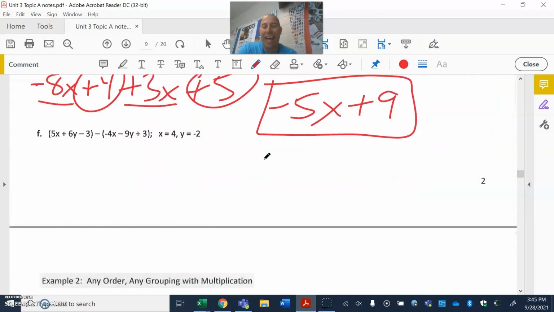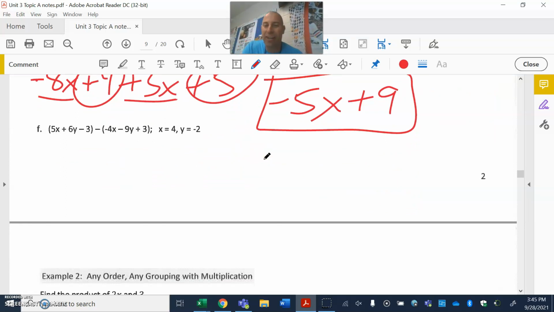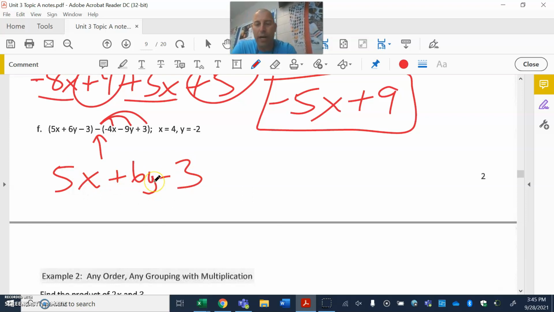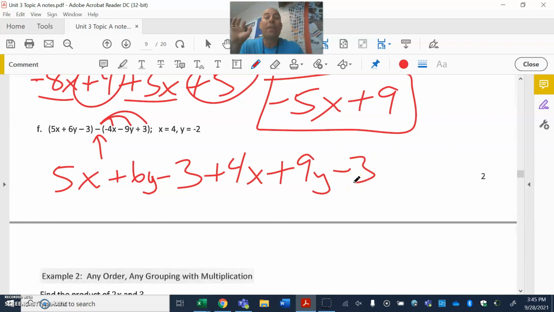All right, let's go to letter F that's here. One more of the same thing here. And hey, there's 3 people inside those parentheses, but make sure we visit everyone. So we're going to rewrite here. 5x plus 6y minus 3. Get a bit of y there. And then it's going to be no longer a negative 4x. I'm distributing that negative. It is a positive 4x. It's no longer a negative 9y. It's now a positive 9y. And it's no longer a positive 3, but negative 3.